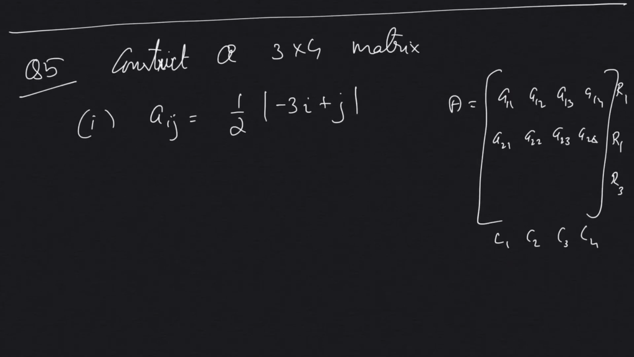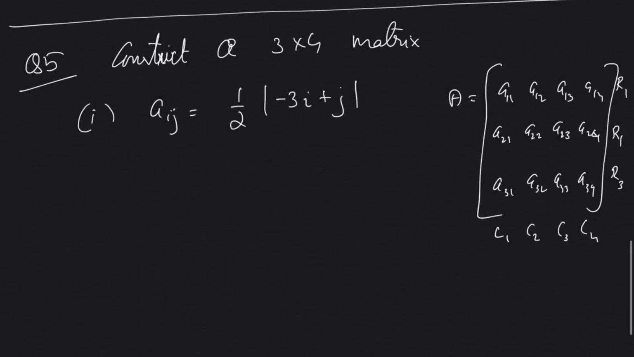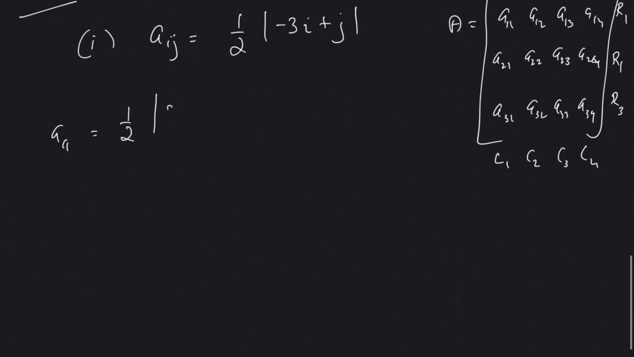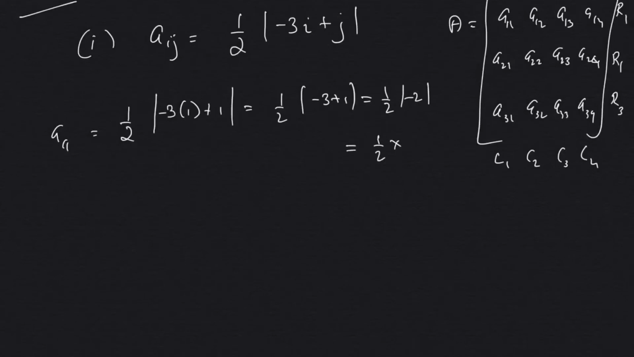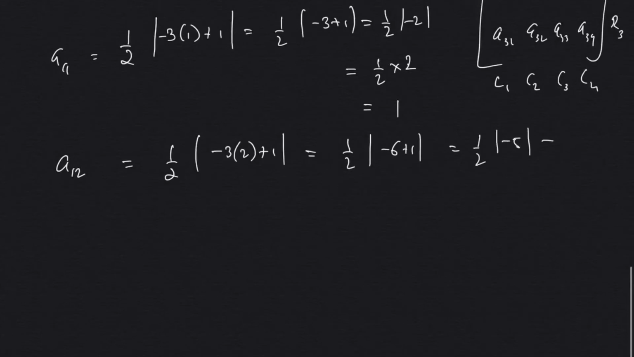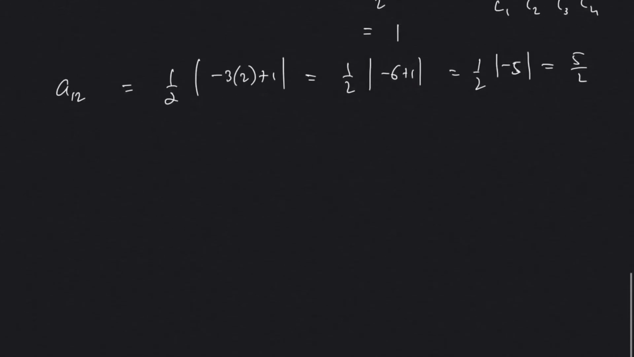A21, 22, 23, 24. A31, 32, 33, 34. Let's try to quickly get the elements. A11: that's only 1/2 modulus of minus 3 into 1 plus 1. So 1/2 modulus of minus 3 plus 1. That will be 1/2 modulus of minus 2. So 1/2 magnitude of minus 2 will be only the magnitude. So that will be 1. Next element: 1/2 modulus of minus 3 into 1 plus 2.